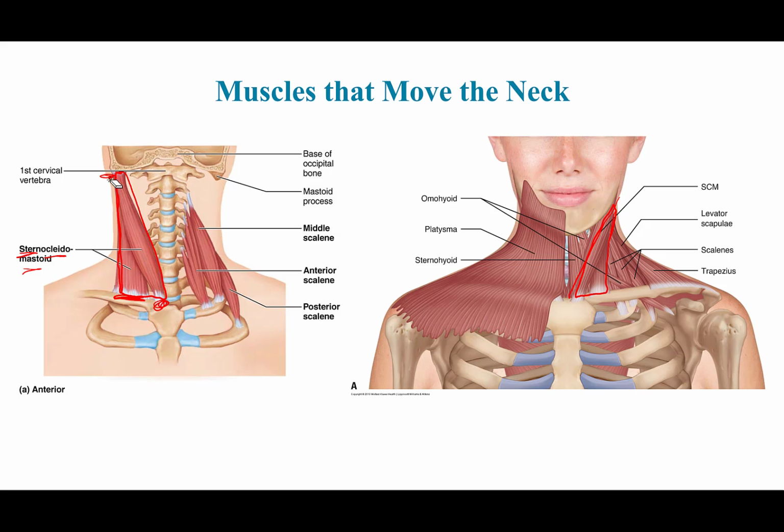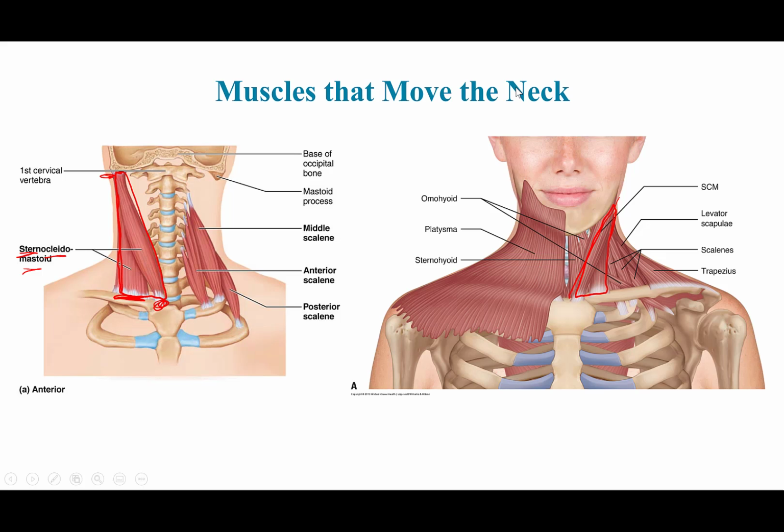With this muscle, what you can do with it is flex your neck to the side. So lateral flexion of your neck. Flex it to the side. So the left sternocleidomastoid will help you flex it to the left, and the right sternocleidomastoid will help you flex to the right.